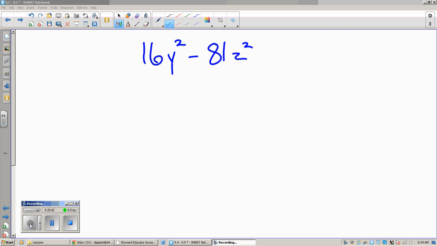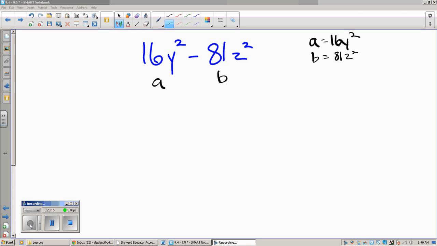What's A in this case? What is A? Olivia? 16y squared. Good, 16y squared. And what we can either call B or C, I don't know what you want to do. The book calls it B, but in this case, what is B? 81z squared. So A is 16y squared, and B is 81z squared. And then we have to take the square roots of those.